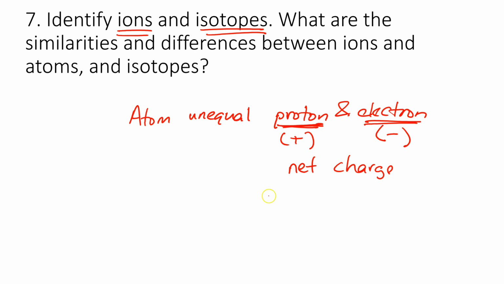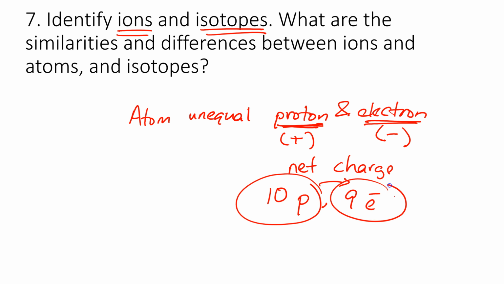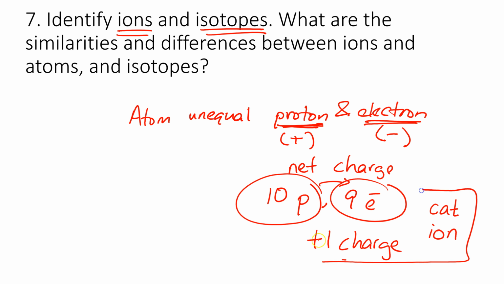So for example, if I have 10 protons but 9 electrons, I have more protons than electrons, and that makes me positive 1 charge. So the net charge is 1 more positive. That's how we find the net charge. And when you have a positive 1 net charge, we call it an ion. It is a positively charged ion, so it's a cation. So a positively charged ion is a cation.